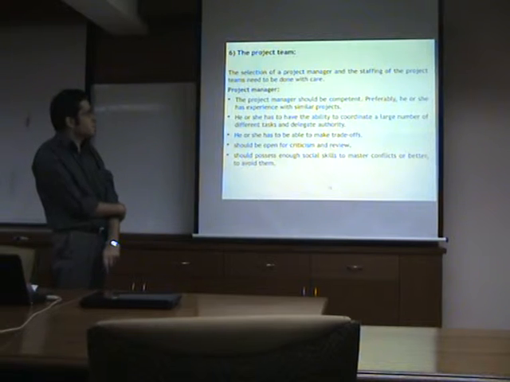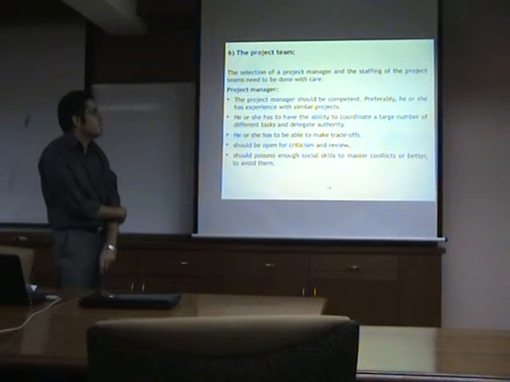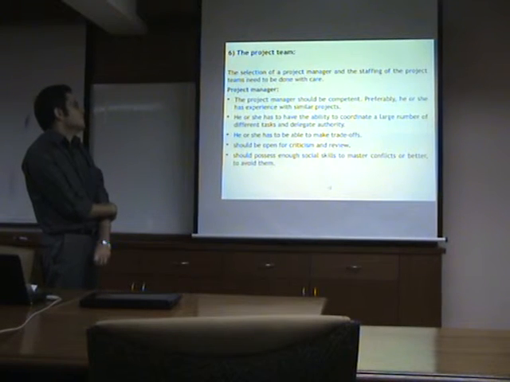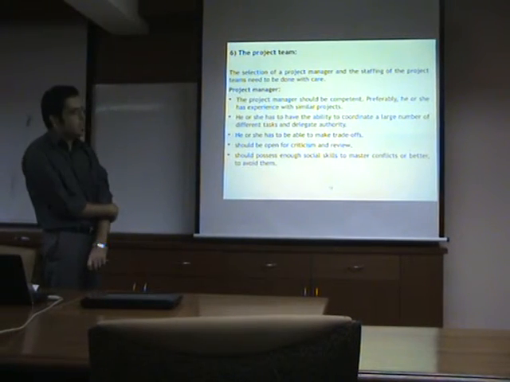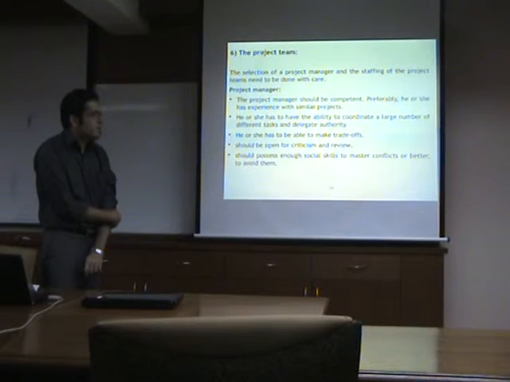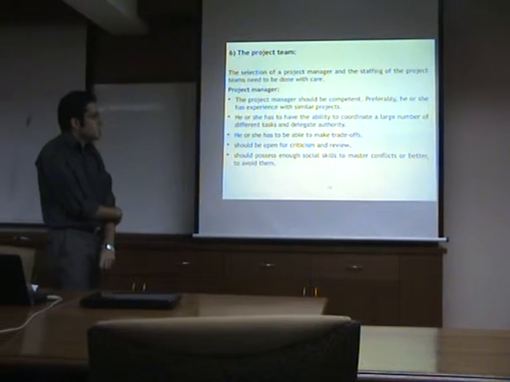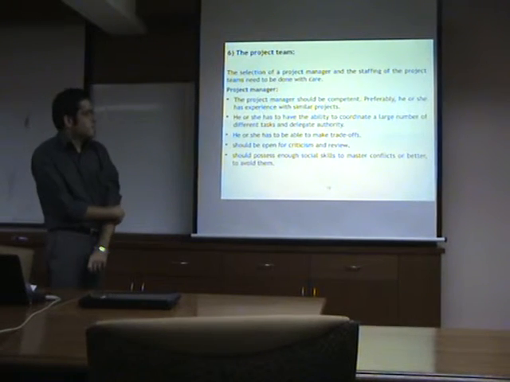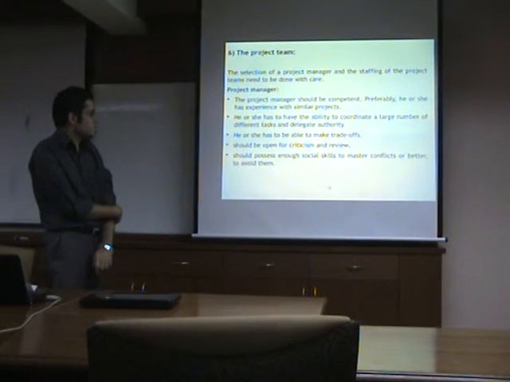The sixth one is the project manager. The selection of the project manager and the staffing of the project team need to be done very carefully. The project manager must meet some criteria. The project manager should be competent, preferably with experience in similar projects, and has to have the ability to coordinate a large number of different tasks, and intelligence and authority. Also, he or she has to be able to make trade-offs. The next one is being open to criticism and review. And the last one is possessing enough social skill to master conflict or better to handle it.